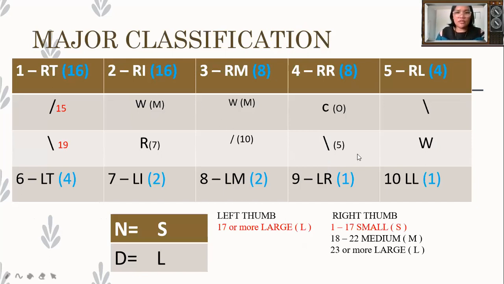Major classification. 19. You always start with the left. 19 falls under large, 17 or more. So automatically, you go with the right thumb using this scale. The ridge count in here is 15, meaning it falls within small. So that is how you would obtain your major classification. S over L.